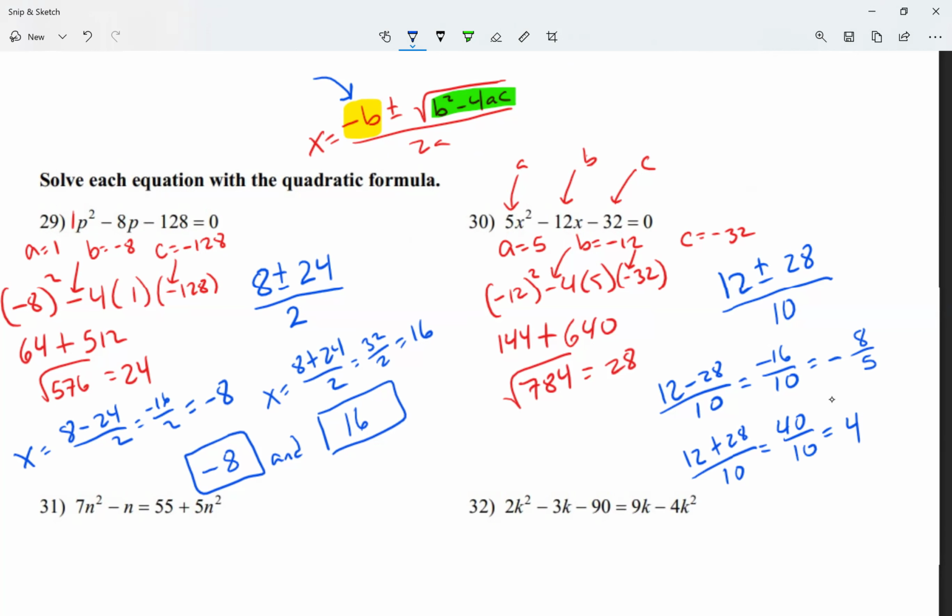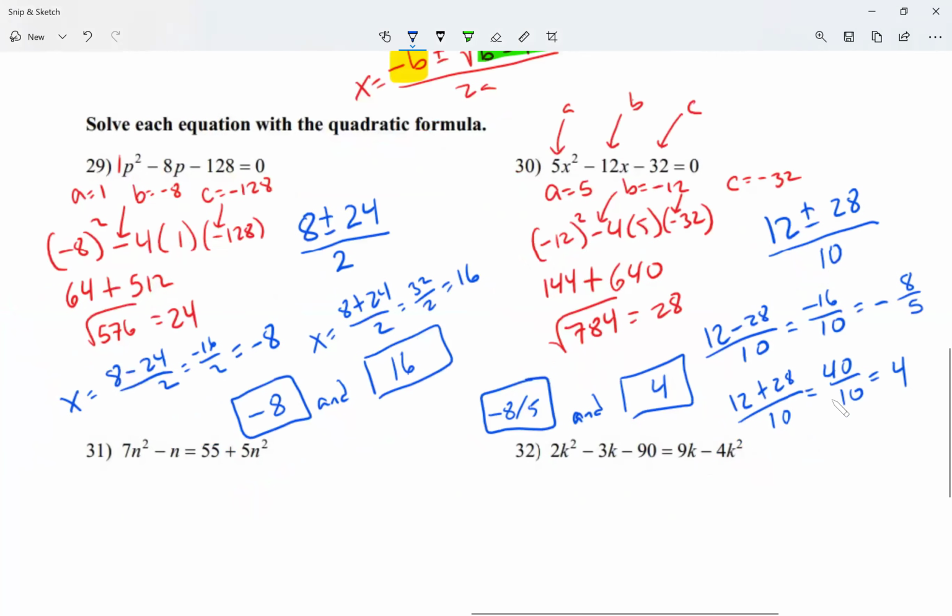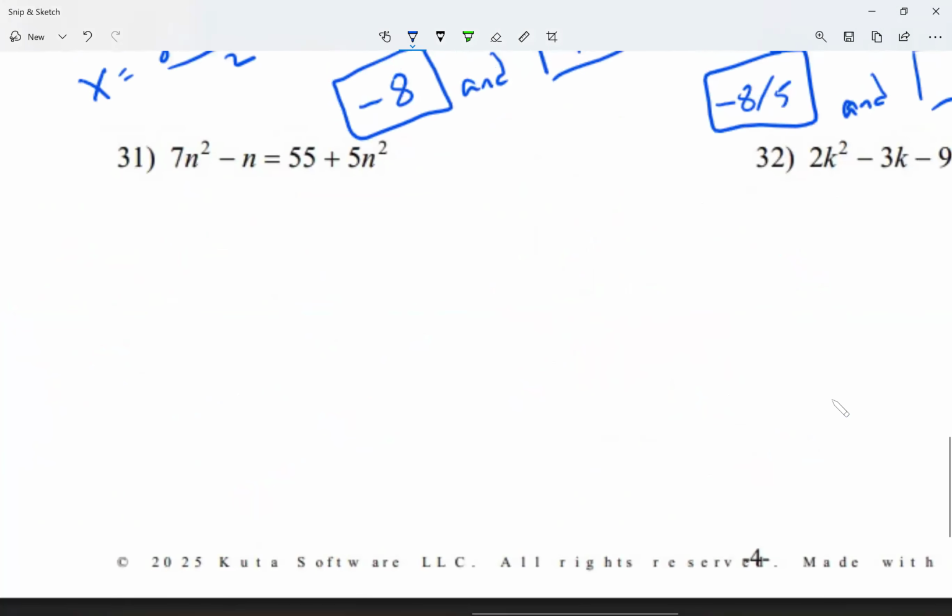So again, I'm going to see two squares or two boxes and the word and in between. So I expect my two answers there. So I'm going to type in the first one, -8 over 5. And my second answer is 4. Okay, so that's not bad. Let's take a look at number 31.